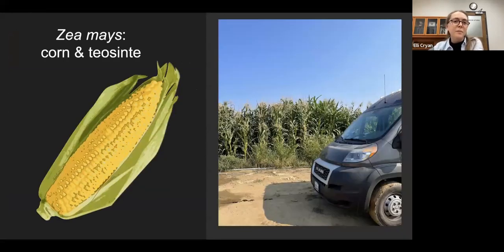So you may be familiar, more than most audiences, with Zea mays, which is the species that includes both corn, modern maize as we know it, and teosinte. This is a field we planted for this project.